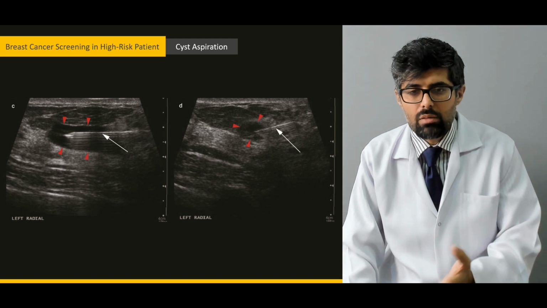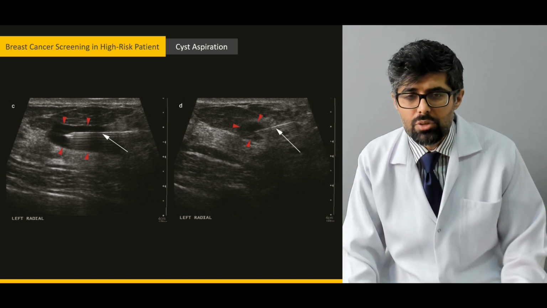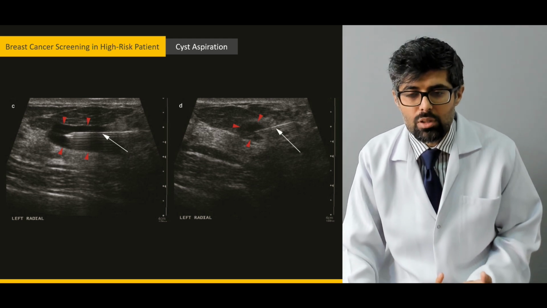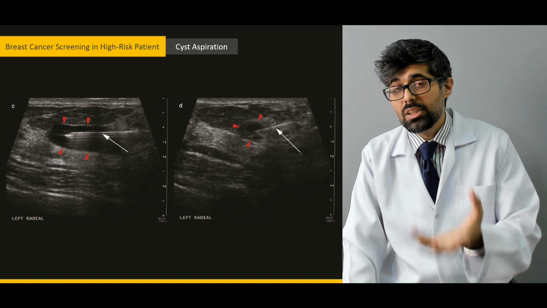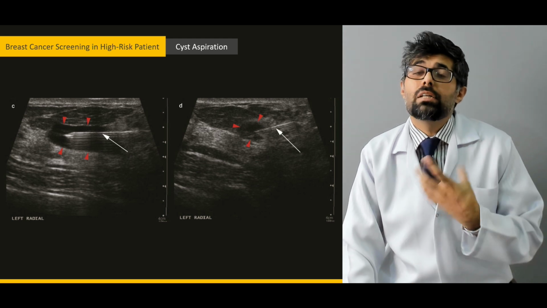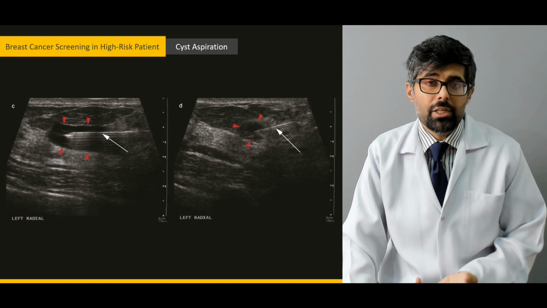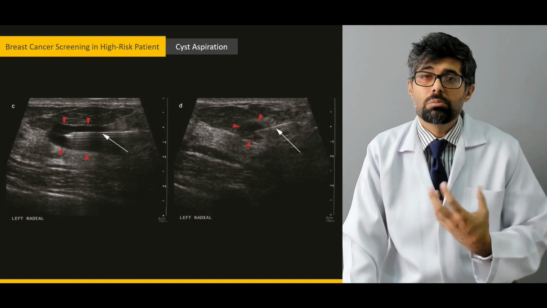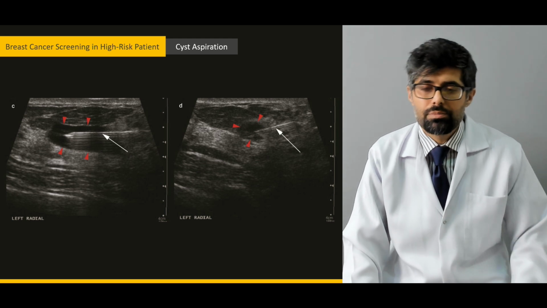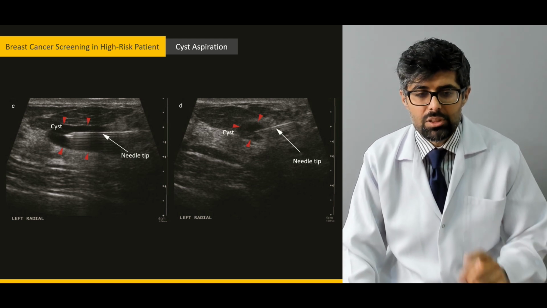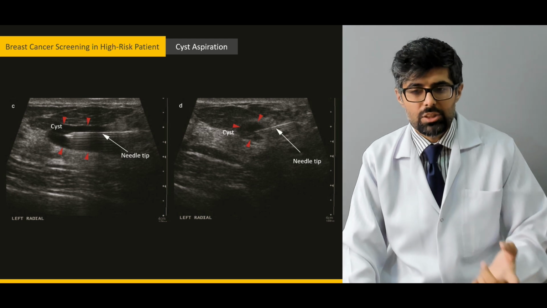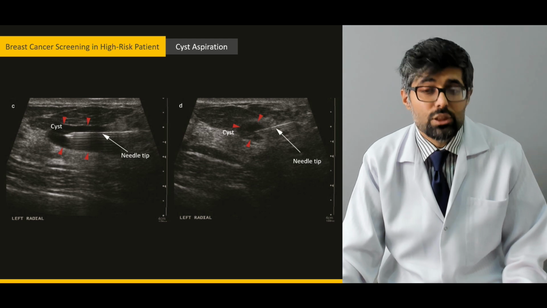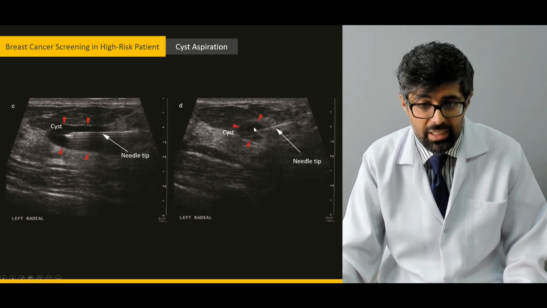This is again cyst aspiration under ultrasound, but this cyst is of a high risk patient. So the moment this cyst was detected, it was aspirated, both cytology and histology were done, and it was found out if it's malignant or not. This is the needle tip and this is the cyst. As you can see, in this patient the cyst is also of smaller size.